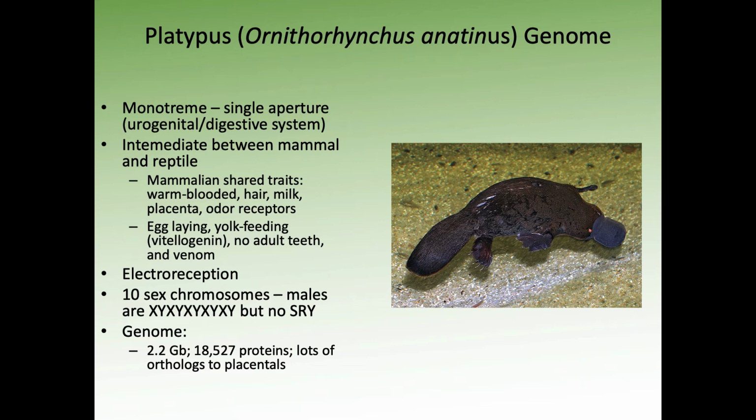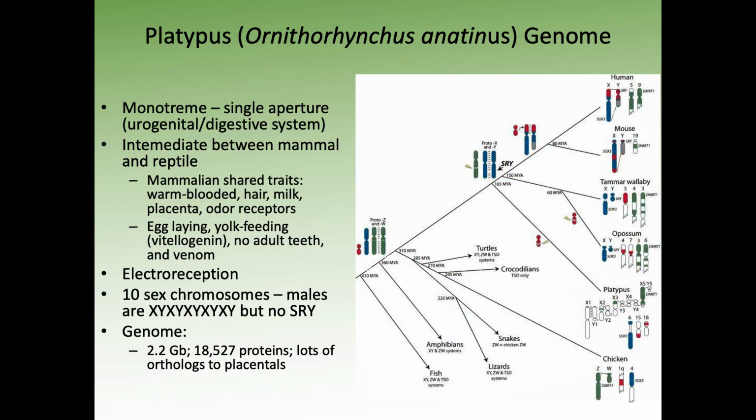And then if you look at it genetically, it's got a crazy genome. It's got 10 sex chromosomes. It's 10, XY, XY, XY, XY, XY, right? It's got 10 sex chromosomes, but it's got no SRY. And SRY is kind of an important gene for sex determination. It's just missing in platypus for whatever reason. So it's got this really complicated sex chromosome system. The genome itself is about 2.2 gigabases and about 18,000 or so protein-coding genes.